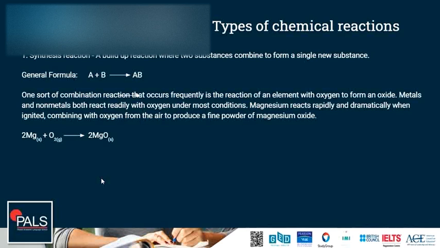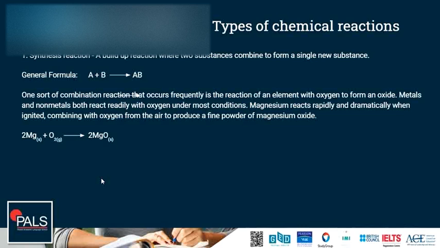To finish this class, let's have a look at different types of chemical reactions. The first type of chemical reaction is a synthesis reaction, or so-called build-up reaction, where two substances combine to form a single new substance. We can use a general formula here, where A and B represent different substances. A plus B react to form the substance AB.